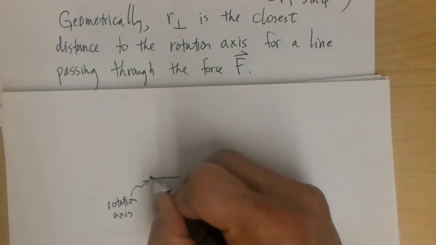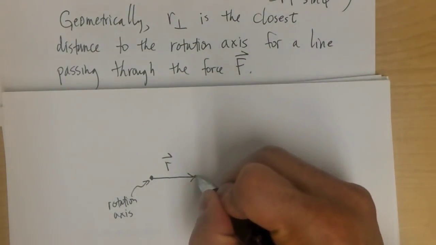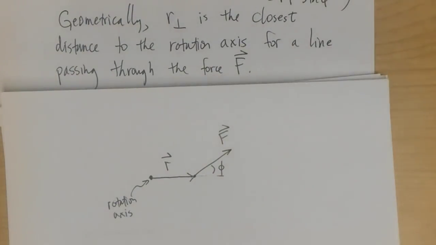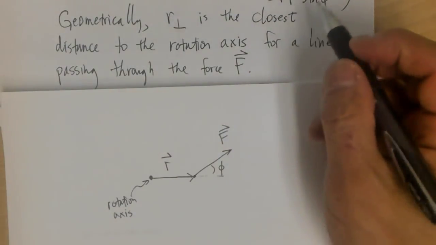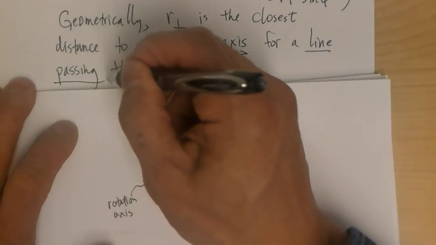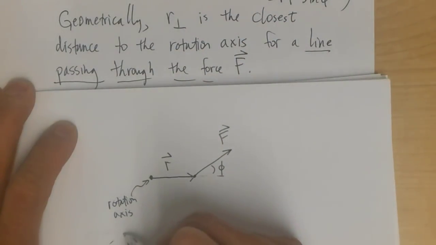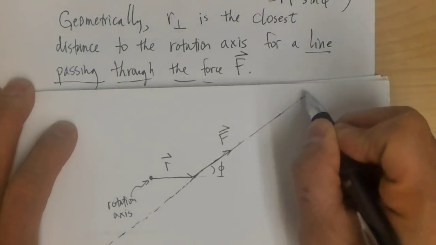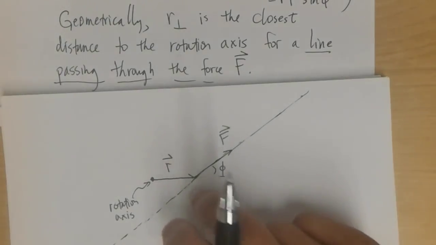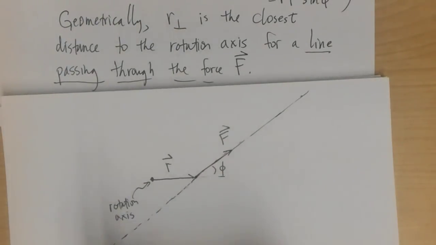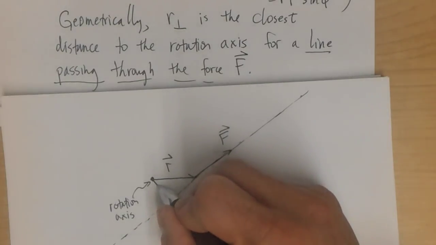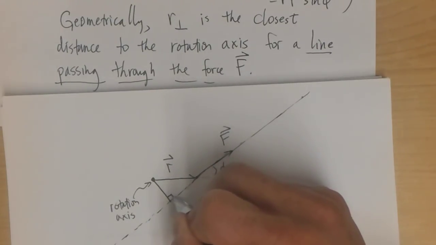Okay, this is R, and let's say the force F acts here. We have some angle phi. When I say the line passing through the force F, I mean you draw a dotted line through the force. It just lines up with the force vector. Now you look at this line and ask what's the closest distance to the rotation axis. You get the closest distance by starting from the rotation axis and going perpendicular to the line.